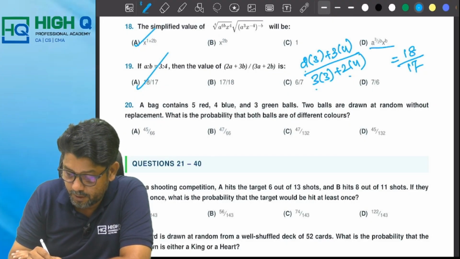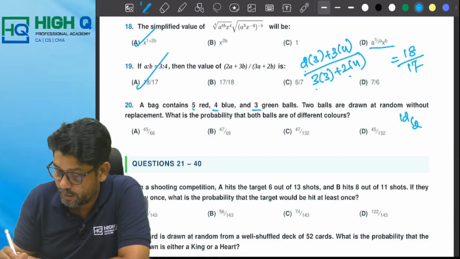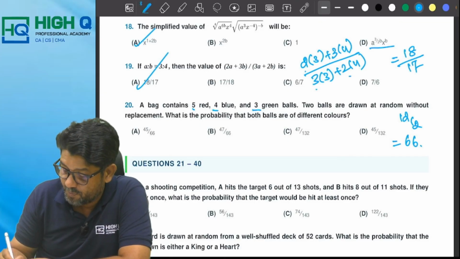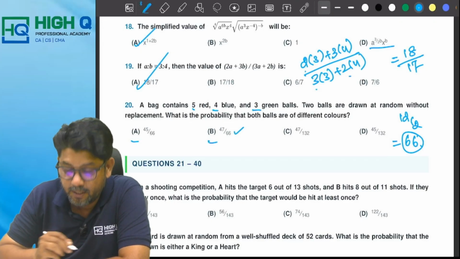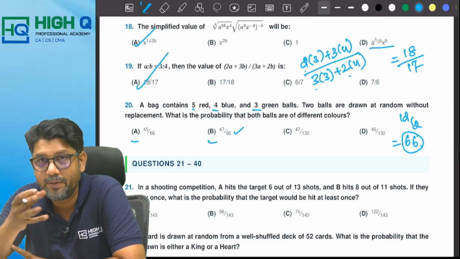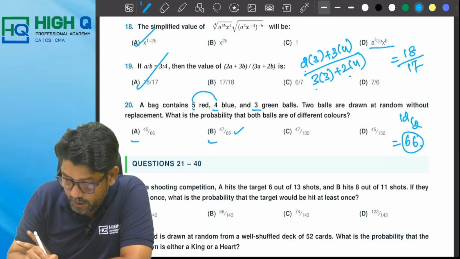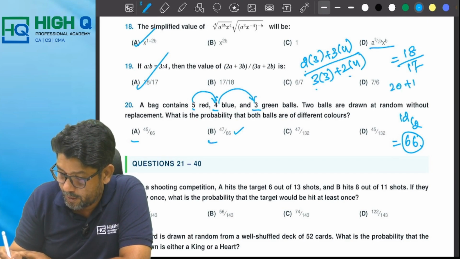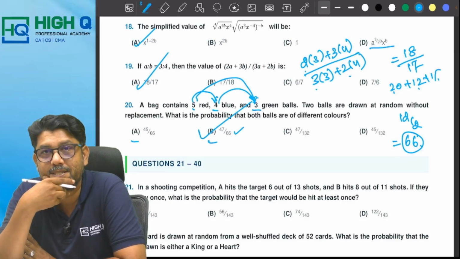Total 5, 4, 3, total 12. So sample space is equal to 12C2. 12C2 is 66. Fine. This is my n of s. Next, here only option A and B having 66 in the denominator. So answer could be between A and B. Next, different colors, right? So 5 fours are 20 plus 4 threes are 12. Next, 5 threes are 15. So 20 plus 12 is 32 plus 15 is 47. So my answer is 47 by 66.